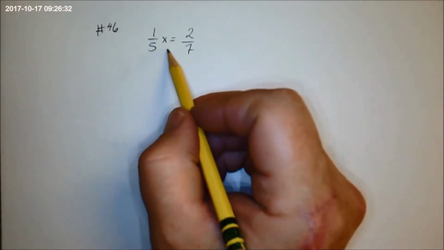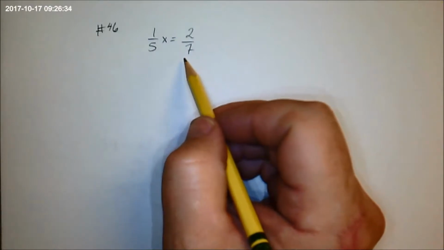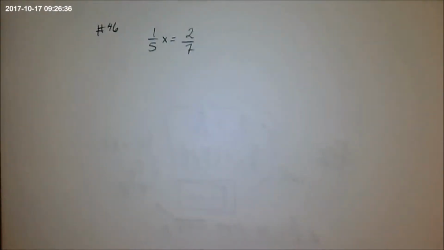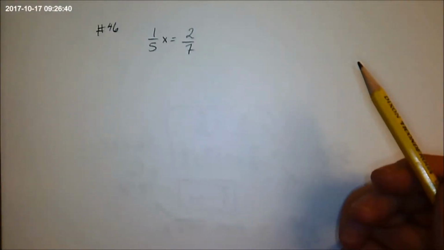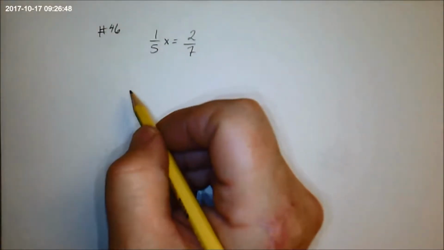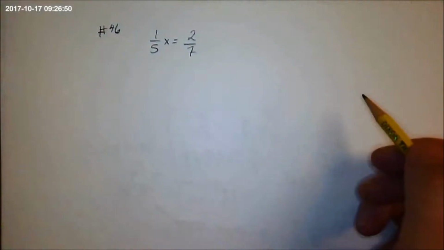Okay. So 1/5 times x equals 2 over 7, right? If we read this like a question, 1/5 times what is 2/7? I'm totally confused. I have absolutely no idea. I can't figure that out in my head. No way, no chance. But here's what I'm going to do. I'm going to write it out.